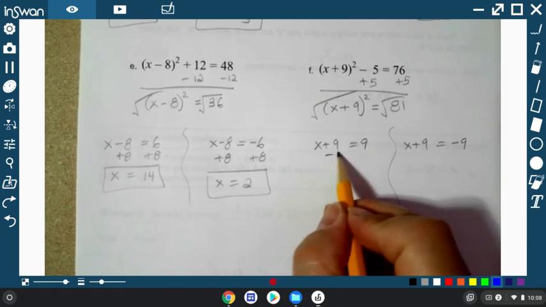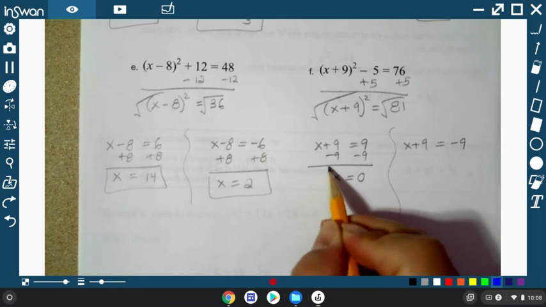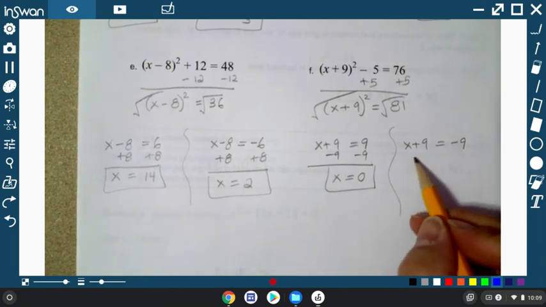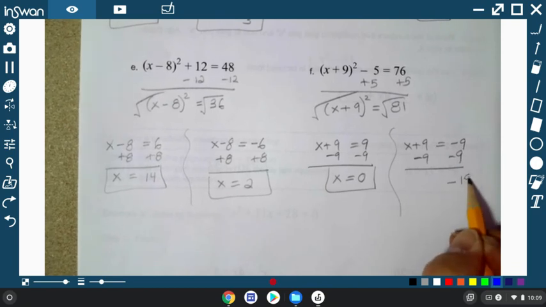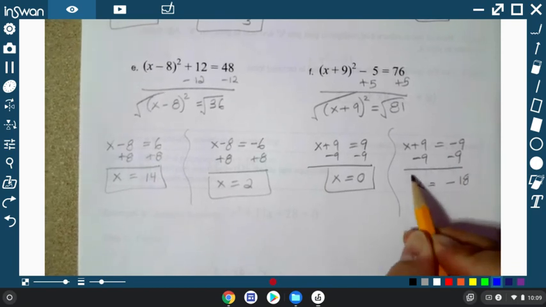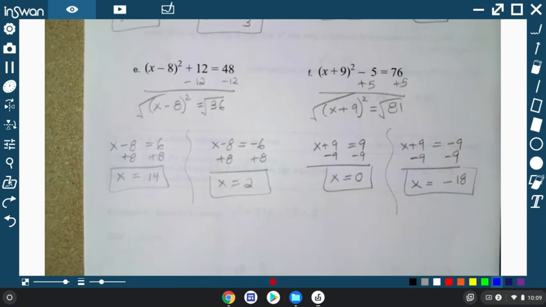Be careful when you solve these. 9 take away 9 is 0. 0 is a great answer. 0 is a number. These are both negative, so it makes a bigger negative number. And voila, we are done. All right. Rewatch the video anytime you get stuck or unsure about anything.